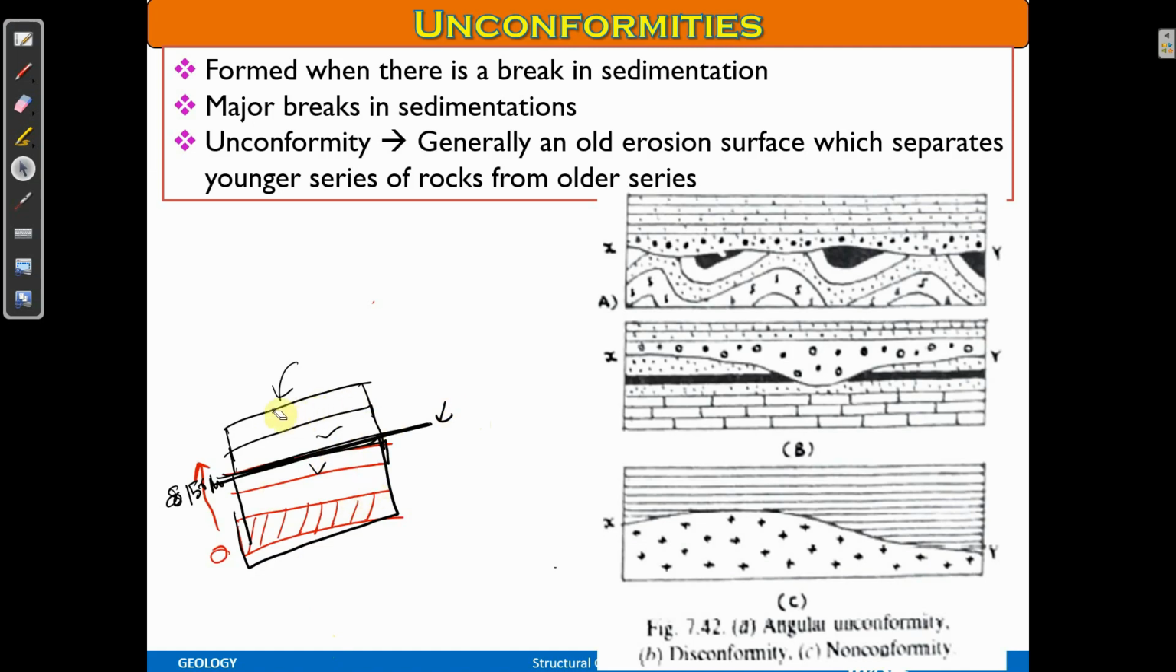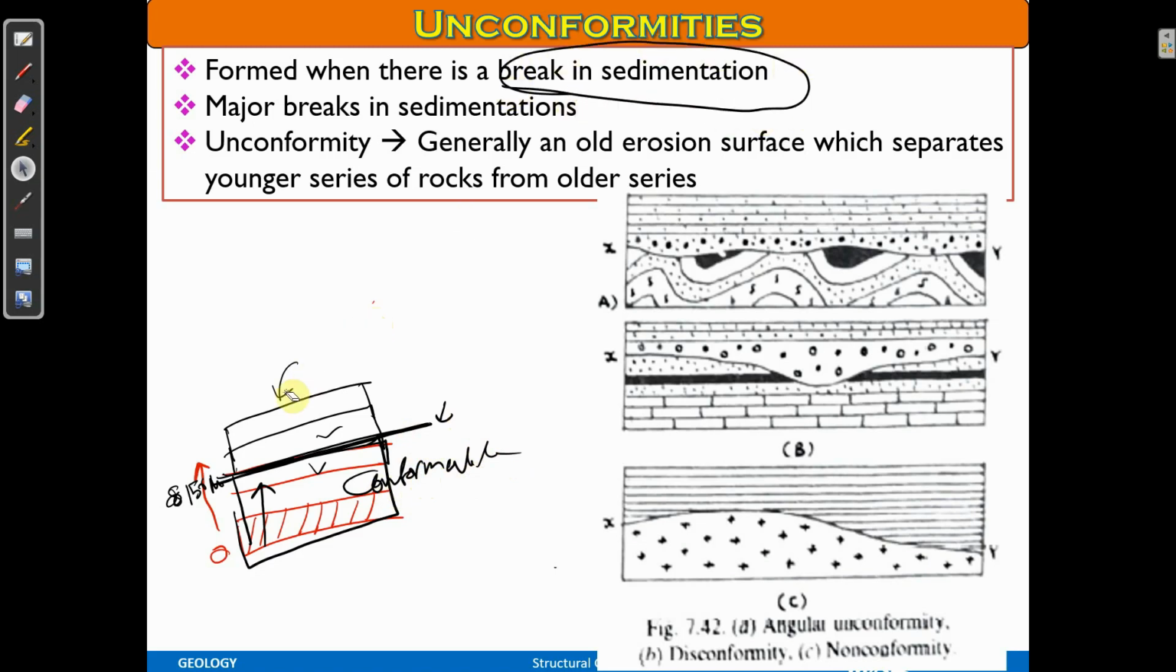unconformity. So when the sedimentary rock beds are found to have been deposited without interruption, then we'll be calling it a conformable bed. So unconformities are formed when there is a break in the sedimentation. That's very important.